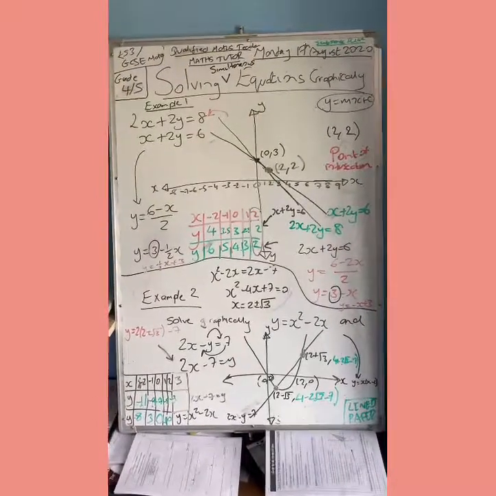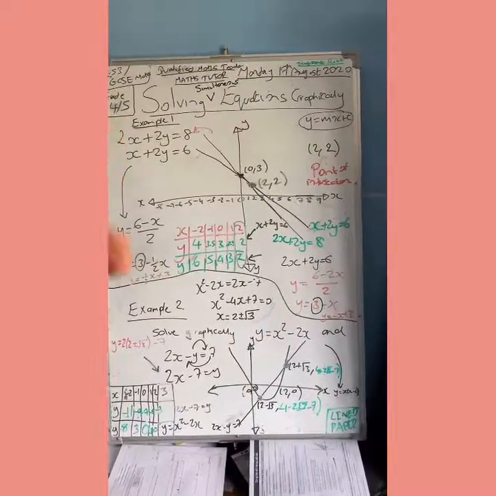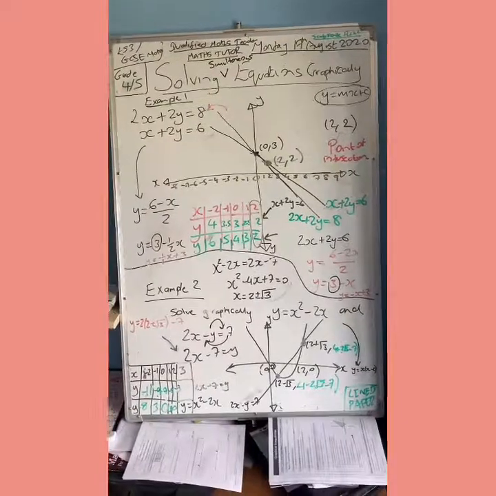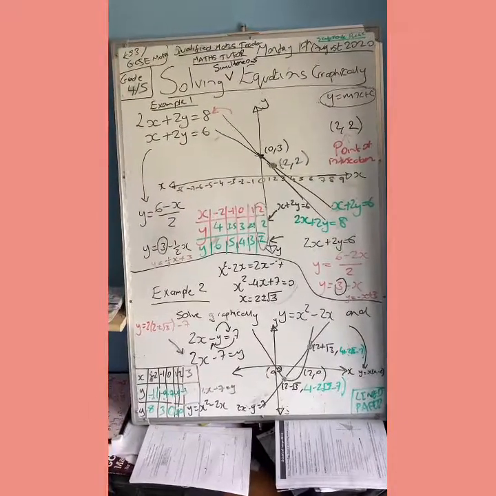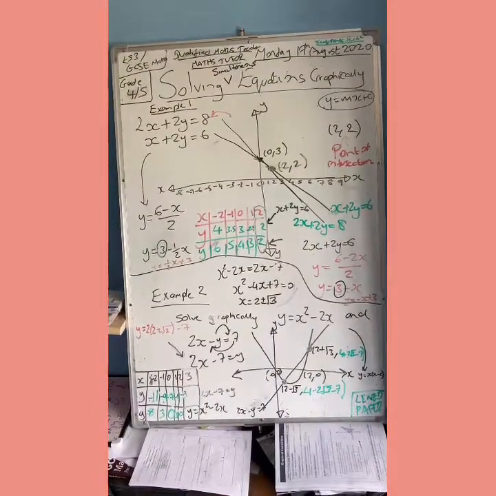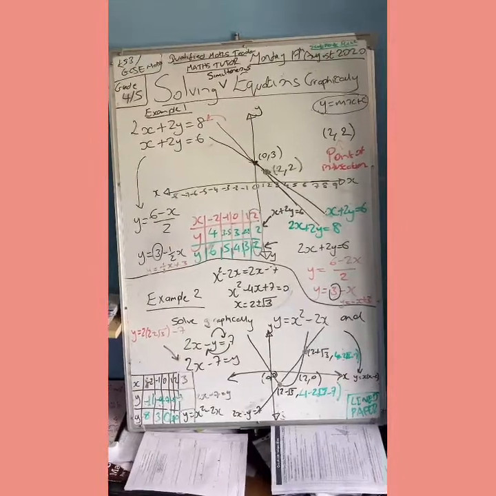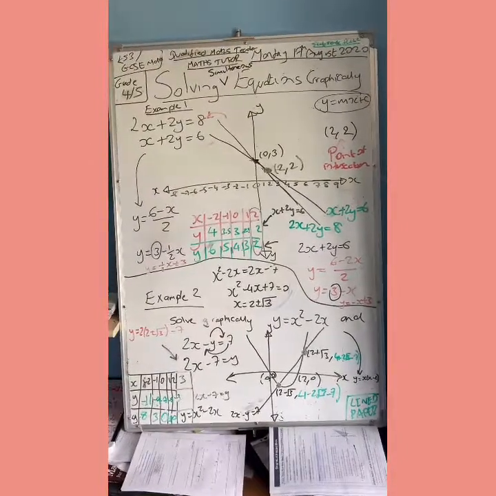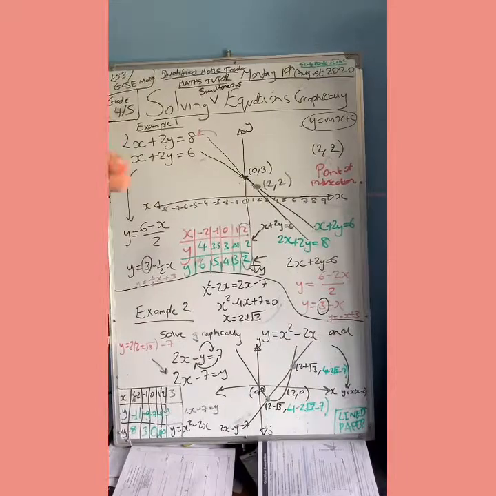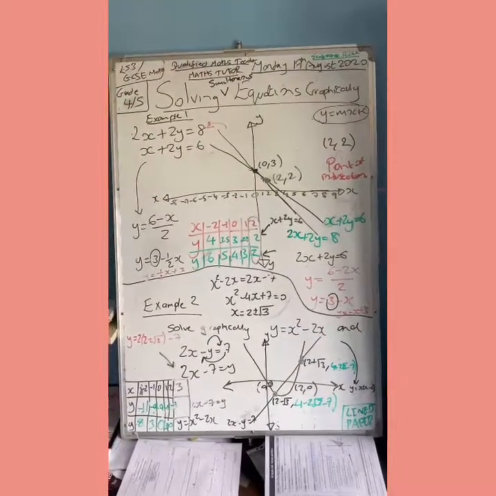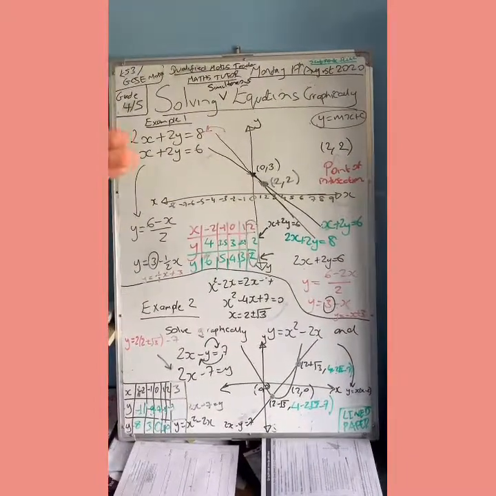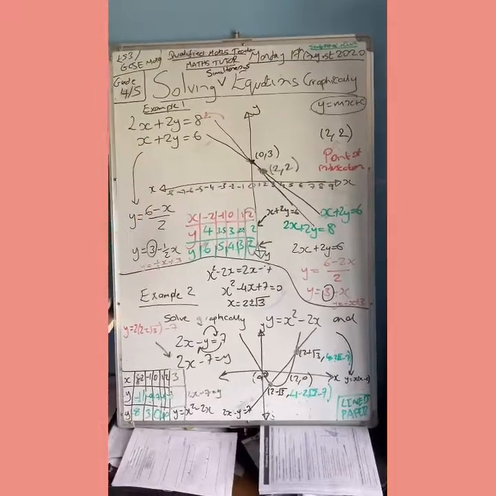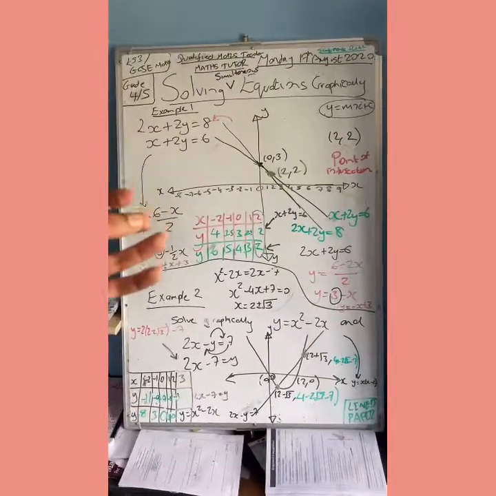Okay, right guys, so we're going to go through two examples in today's lesson. Example 1: we're asked to solve graphically 2x plus 2y is equal to 8 and x plus 2y is equal to 6. We can see that these are simultaneous equations. They can be solved algebraically, but we're going to look at how to solve this graphically.